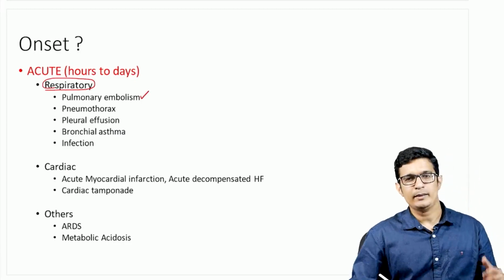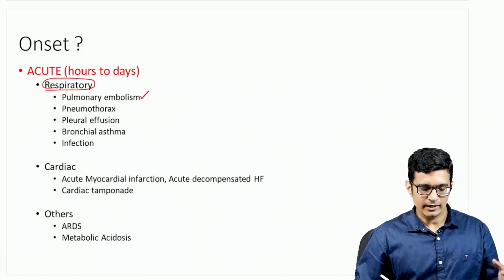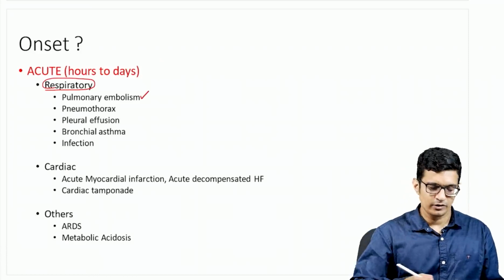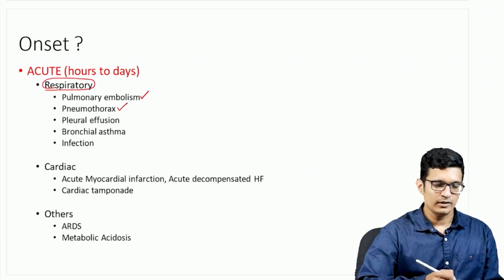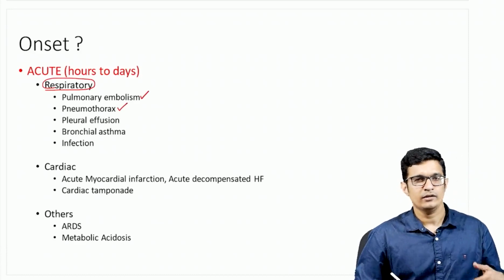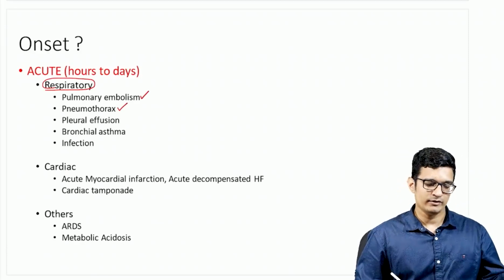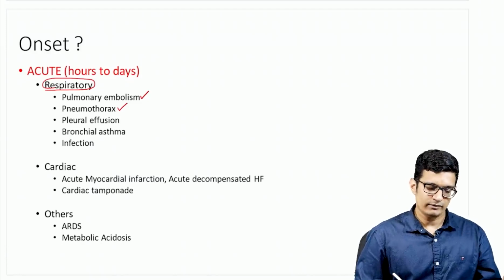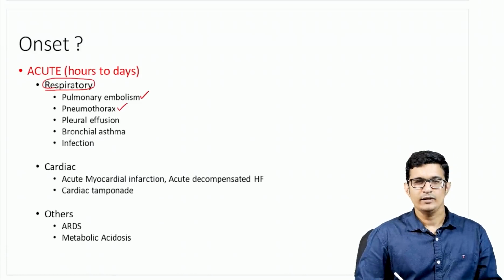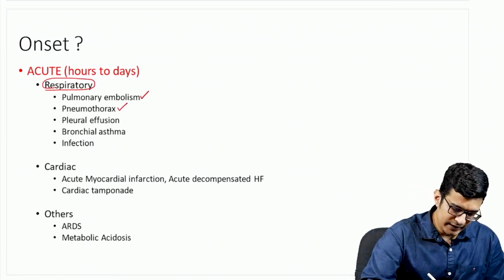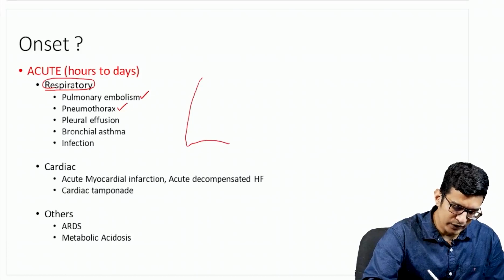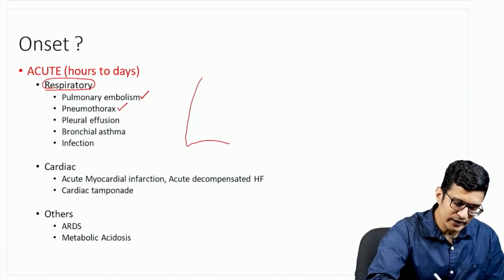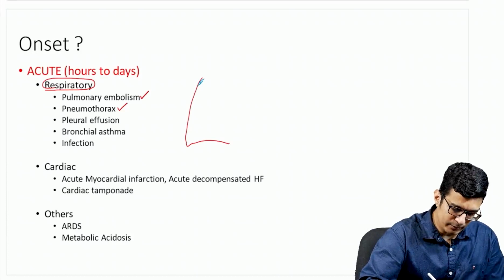Sometimes a submassive pulmonary embolism can present with an acute to subacute onset of breathlessness. A small pneumothorax can lead to a slowly evolving breathlessness which can evolve over hours to days also. And another condition which can cause acute onset breathlessness is pleural effusion. Now, pleural effusion means there is fluid, instead of air, in the pleural space.